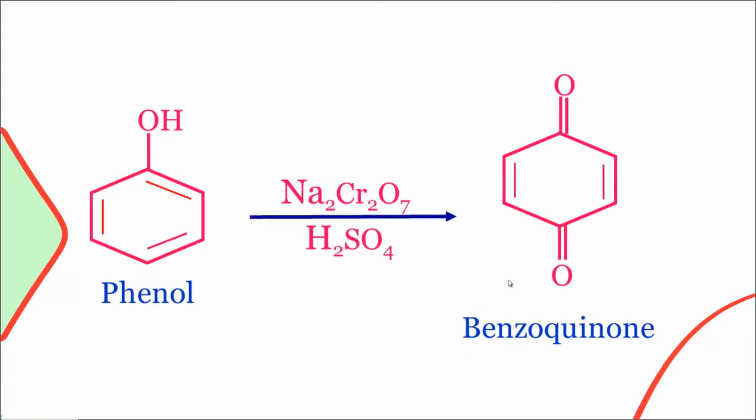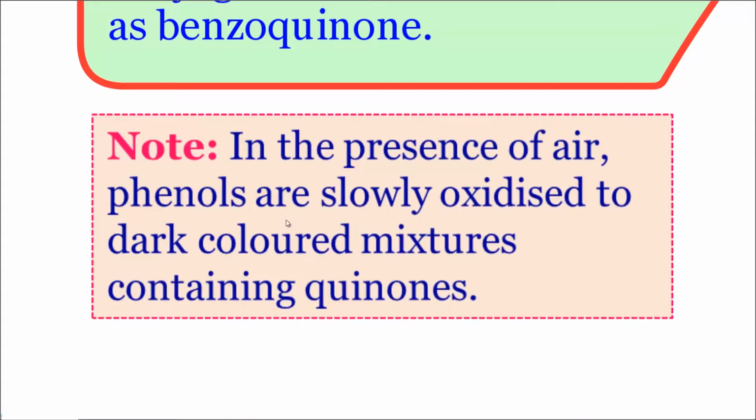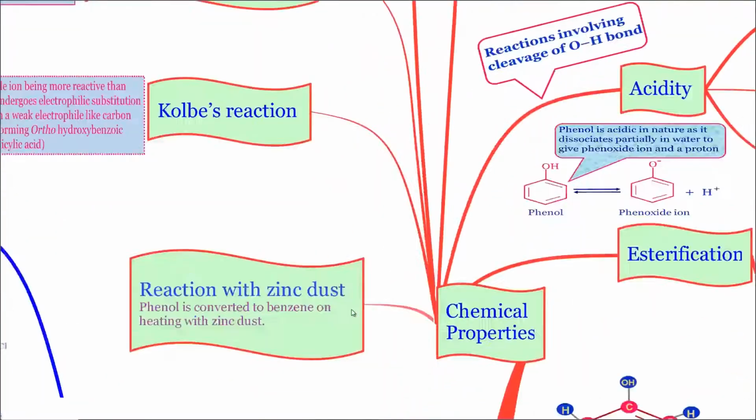So what is the product we get by oxidation of phenol? It yields a conjugated ketone. Conjugated means you find the presence of a double bond, one single bond, one double bond. So it is a conjugated diketone, and the name given to it is benzoquinone. In the presence of air also, phenols will undergo slow oxidation, and when this happens they form dark colored, pink colored and red colored compounds, popularly called quinones. This is a very important point to remember.